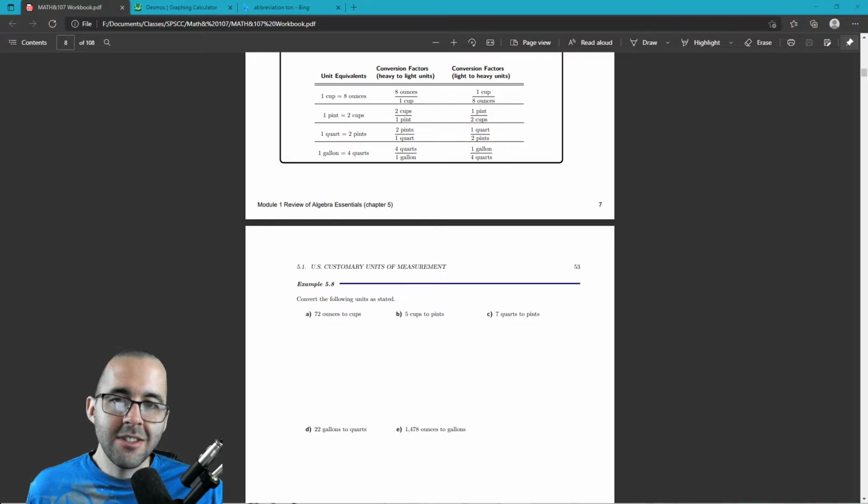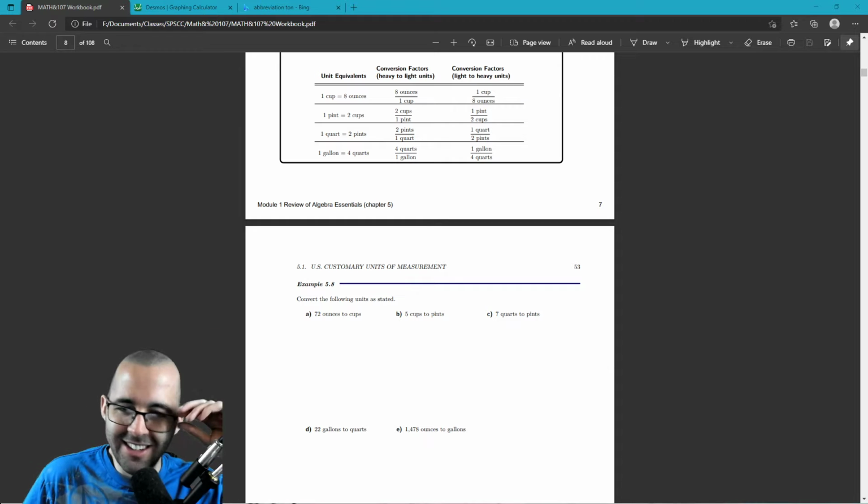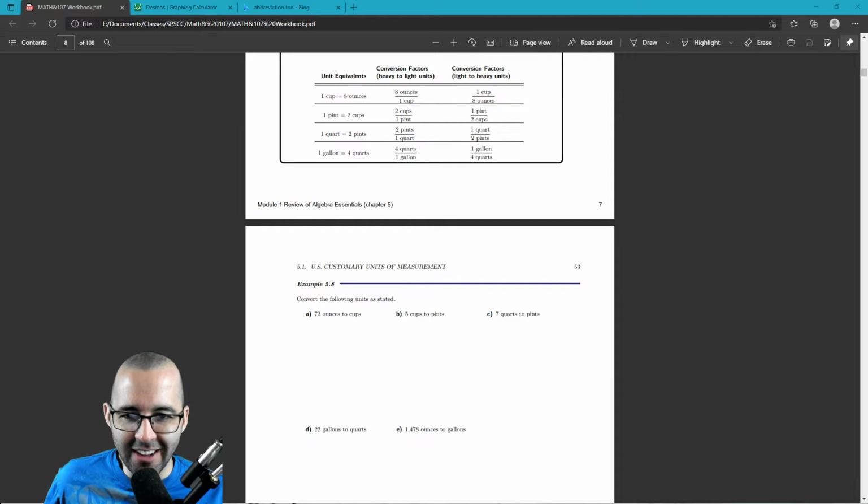So here are the conversions that we're going to be using in this video. 8 fluid ounces is a cup. 2 cups are in a pint. 2 pints are in a quart. 4 quarts are in a gallon. And then there's stuff past that, but I don't know what's bigger than a gallon.